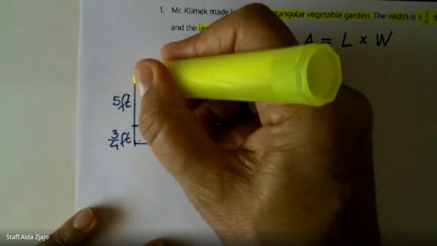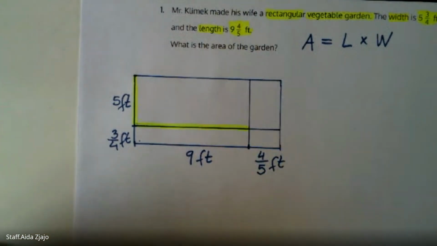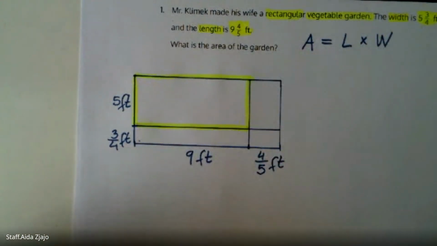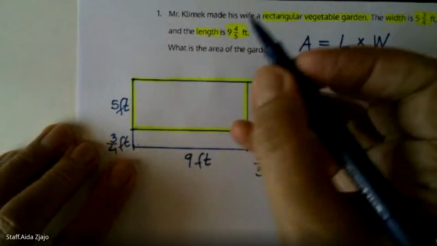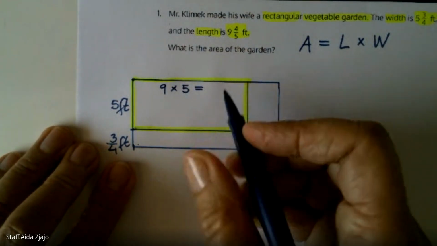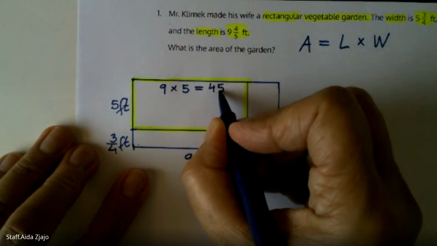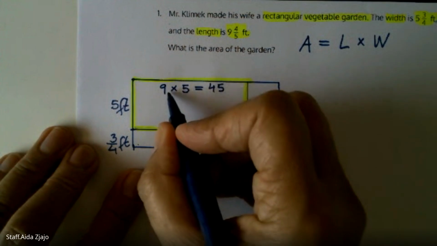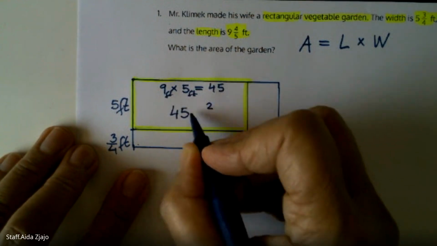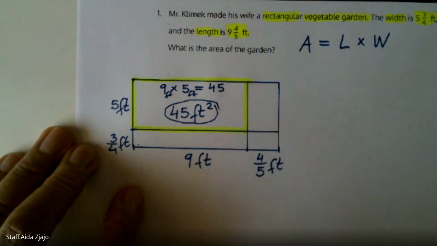I'm going to do this 5 feet by 9 feet. So for this area right here, 5 times 9, or 9 times 5. If I do 9 times 5, I can do 9 fives, skip counting by 5s, so that makes 45. Because it's feet times feet, it's 45 square feet. I'm going to circle that because I know this area.